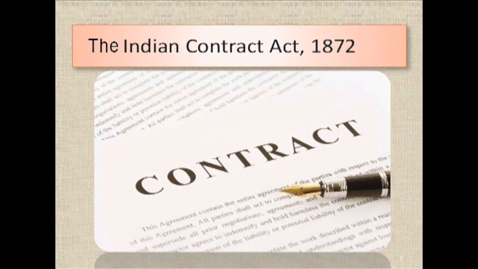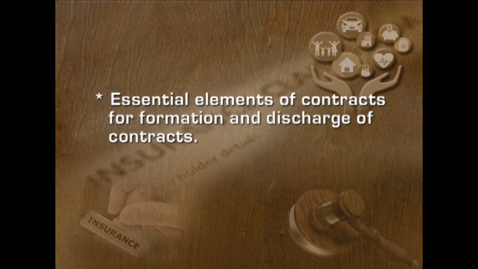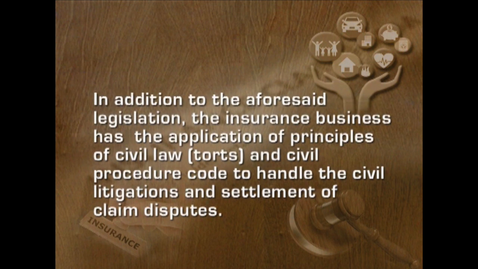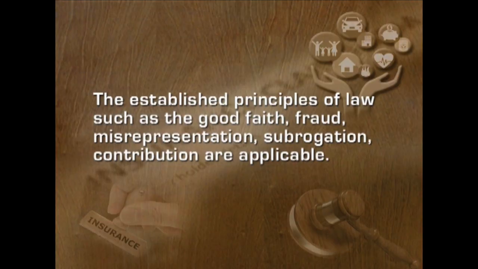Insurance and related laws. The insurance business is managed, regulated and controlled by many legislations in India. One of the most important legislations that has relevance is the Indian Contract Act 1872. The provisions of the Indian Contract Act 1872 are applicable to the insurance contracts, more particularly essential elements of contract formation and discharge of the contracts, payment of damages. In addition to the aforesaid legislation, the insurance business has the application of principles of civil law, that is torts, and civil procedure code to handle the civil litigations and settlement of claim disputes. The local mercantile customs and usages also apply to the insurance business wherever the law is silent or ambiguous. The established principles of law such as good faith, fraud, misrepresentation, subrogation, contribution are applicable.